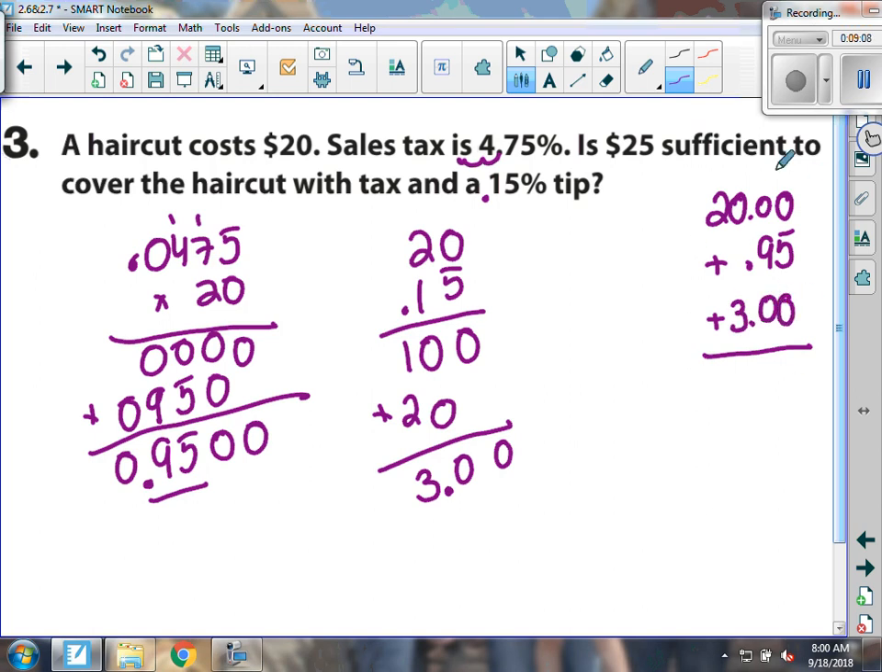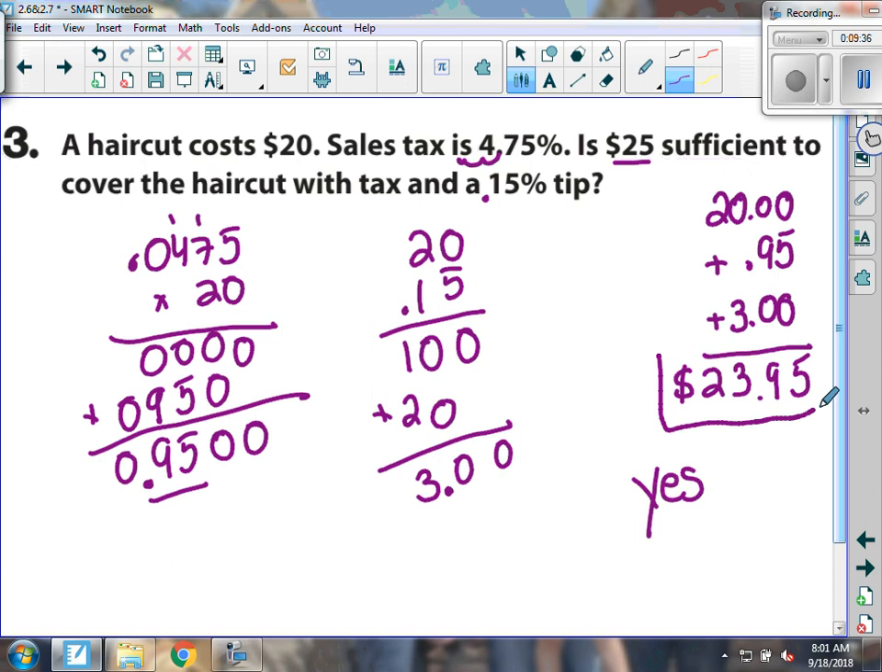Now I'm just going to add these 3 numbers together to find out our total amount. So we have 5, 9, 0 plus 3, 3, and 2. So the total cost with the sales tax and the tip is $23.95. So is $25 sufficient to cover the haircut with tax and a 15% tip? Yes, it is.